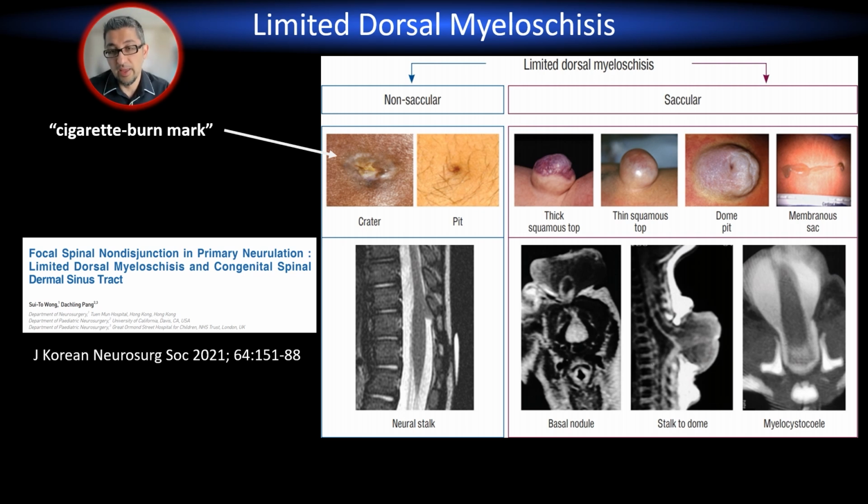And embryologically, they are in the same category as dorsal dermal sinus tract, and they may have a tract as well, which is not a true sinus, but they have the tract, and they may be associated with other anomalies, such as dorsal lipoma, thickening of the filum, such as tethered cord. So we should be careful and we should be cognizant of limited dorsal myeloschisis cases.